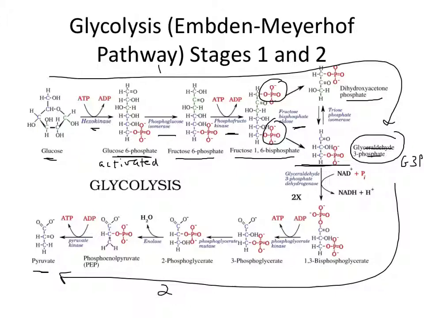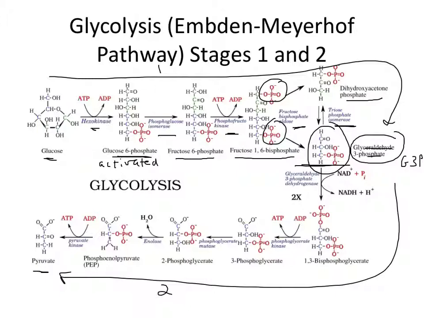Okay? Now, these are isomers of one another. There's an enzyme that can convert one to the other, but in glycolysis it's the G3P, or glyceraldehyde 3-phosphate, that actually continues on into stage 2 of glycolysis. And that is actually where redox reactions begin. All of these other reactions in stage 1 are not redox reactions. There are different types of reactions, rearrangements and phosphorylations.